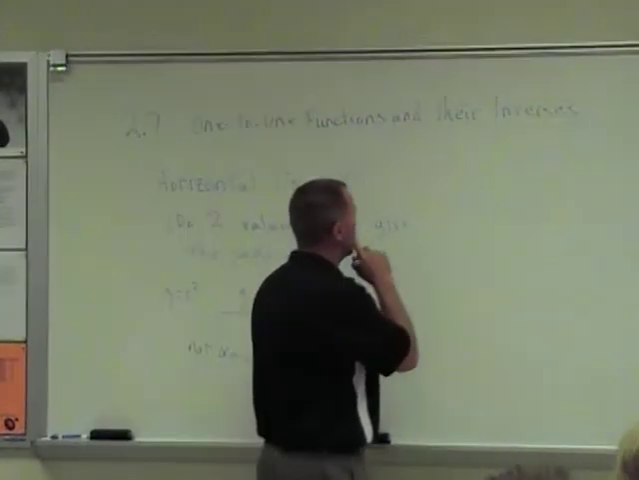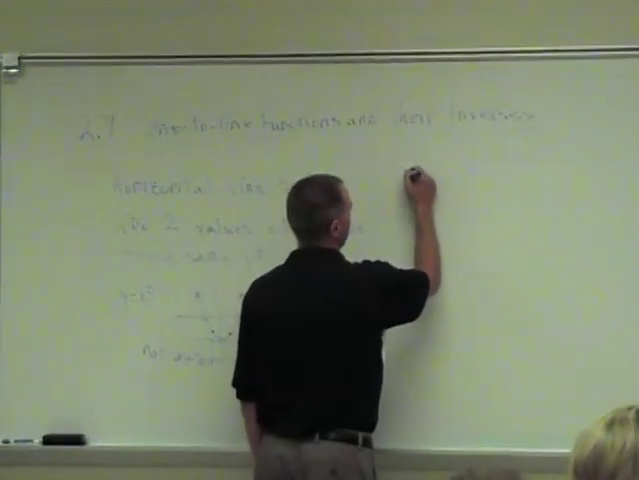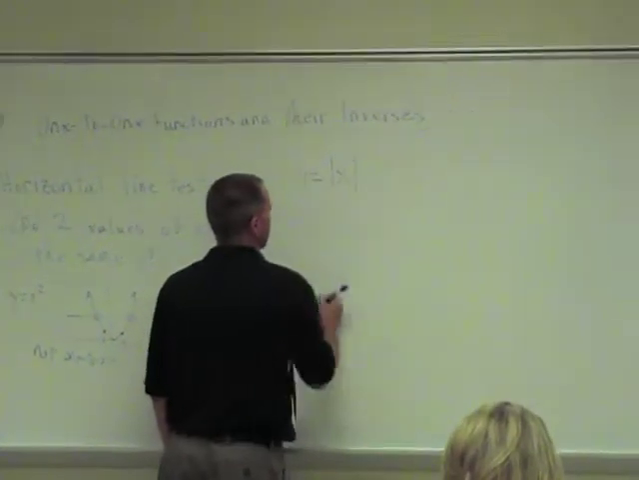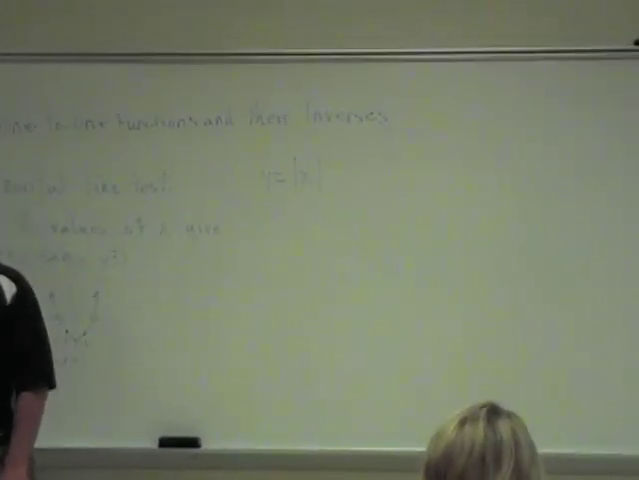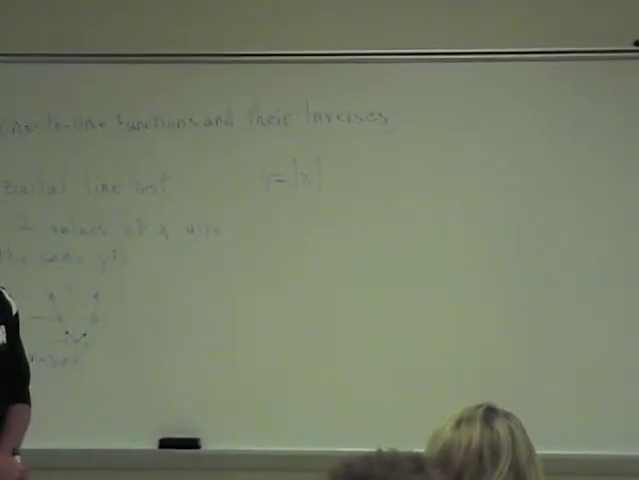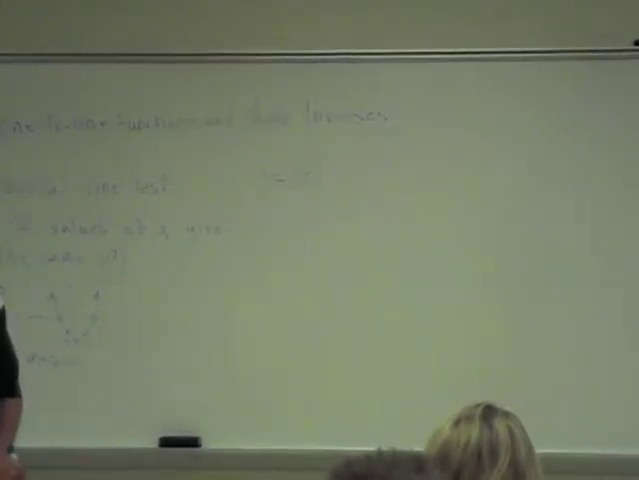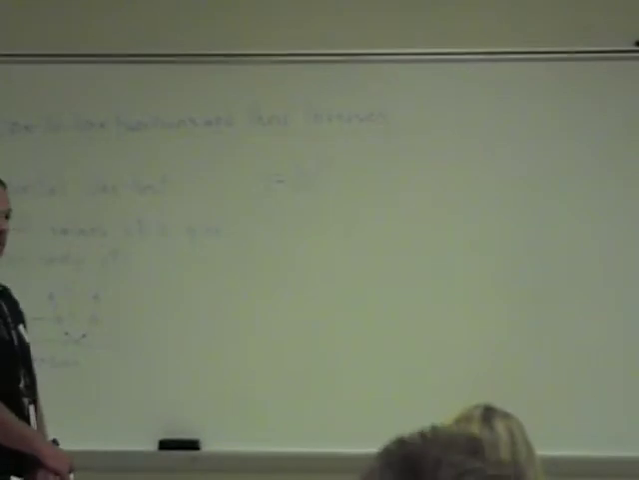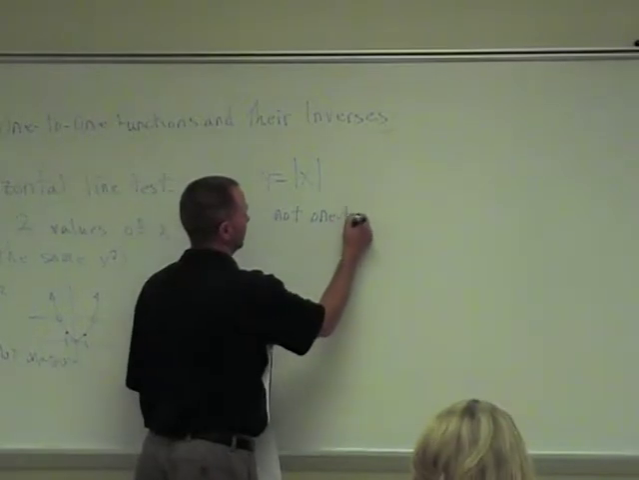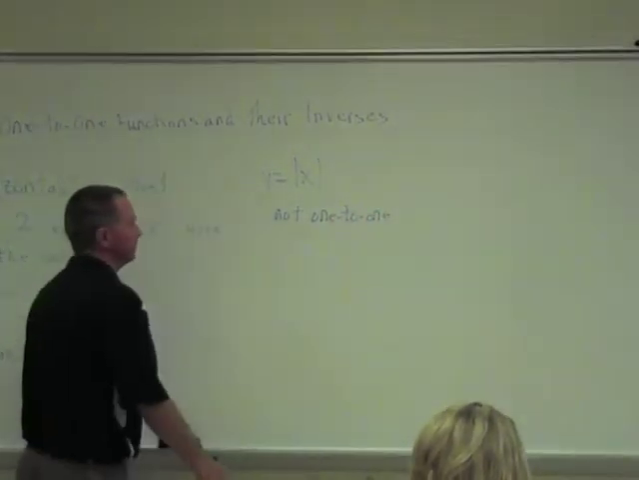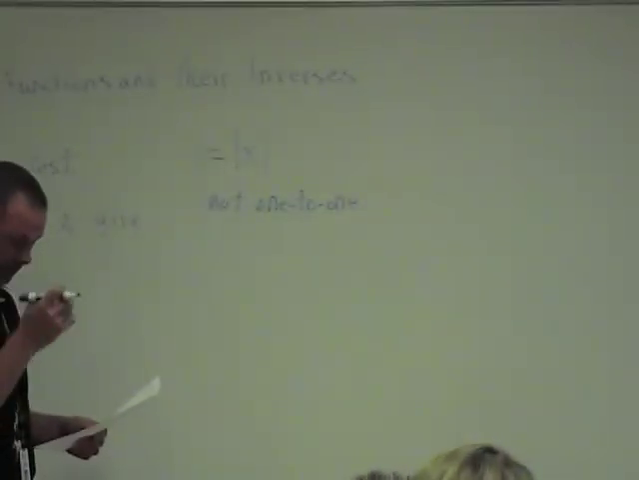Okay. So how about we look at this problem: y equals the absolute value of x. Can you think of two numbers that you could put in there and get the exact same value of y? Can you give me an example? 4 and -4. So those both give me the answer of +4. So this is not one-to-one. Okay.